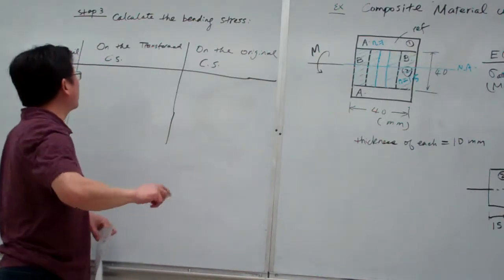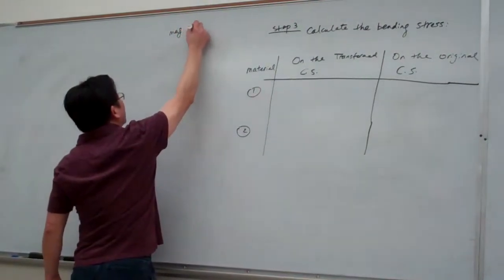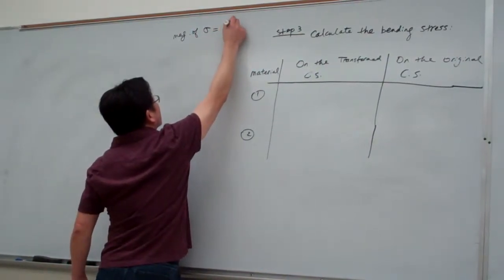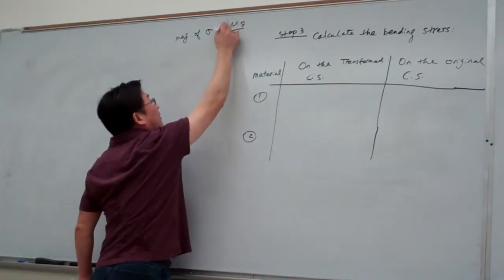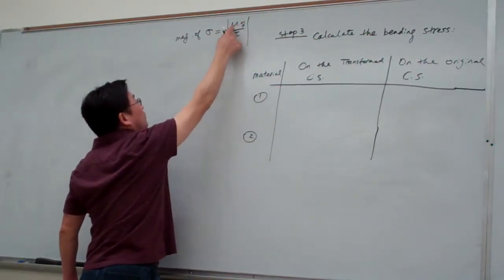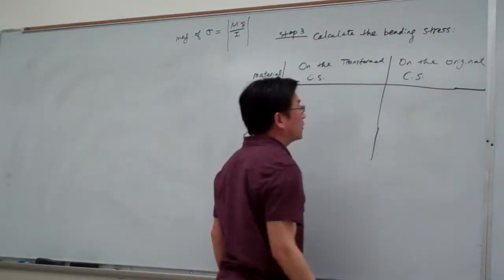Okay, so again, right now we are applying the magnitude of the stress equal to simply is My over I. In this calculation, I don't take any sign. Okay, I don't take any sign. We're simply looking into the magnitude. So the maximum of the material will be up or the bottom here.